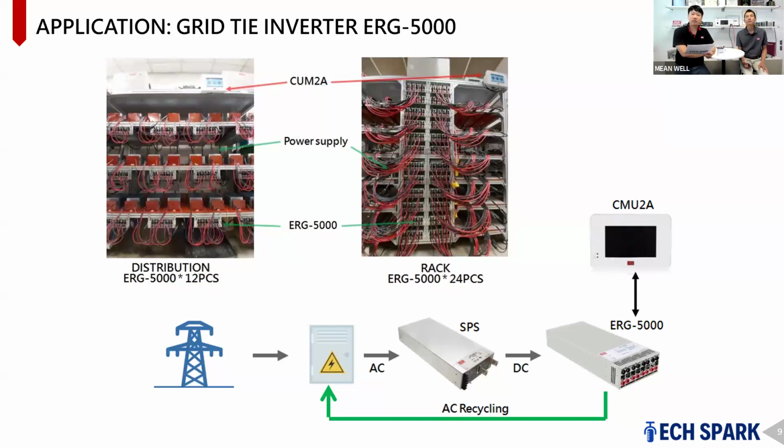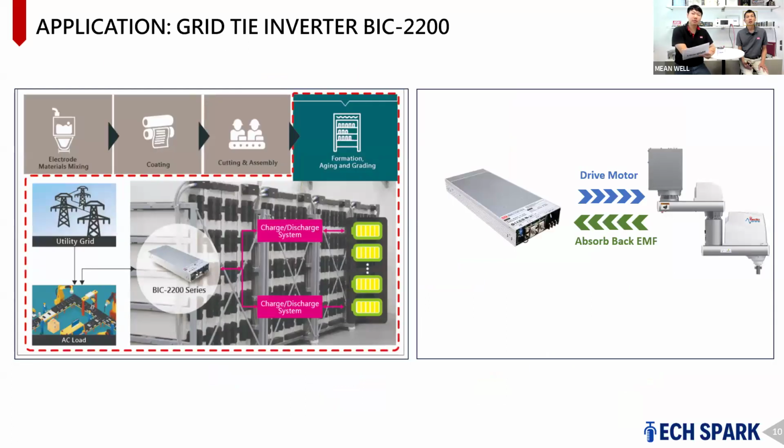I see. So this aligns with our goal of going green and building a sustainable future, right? Yeah. In addition to these, I think we also have the BIC. Can you give us some application examples for the BIC? So far we have two popular ones. The number one popular one is for battery formation.